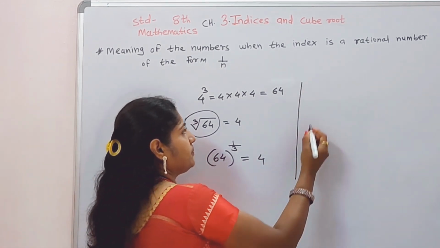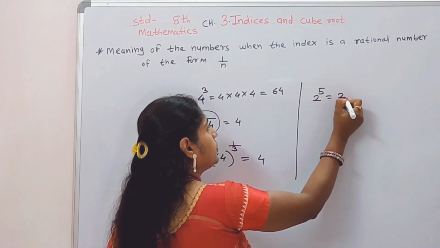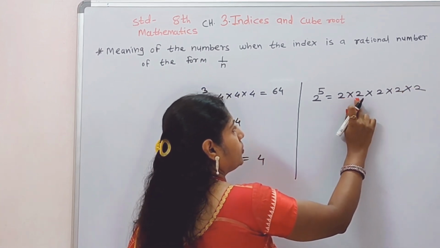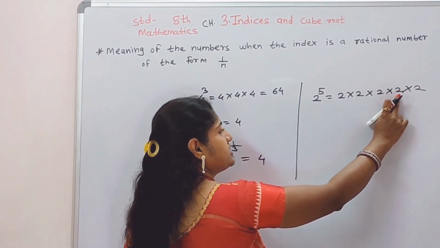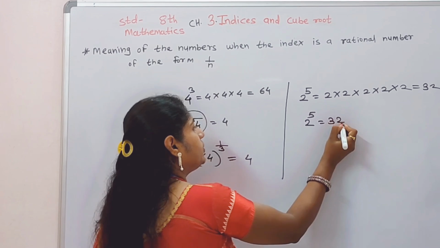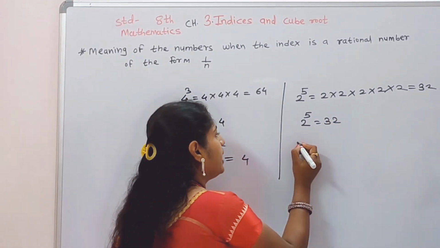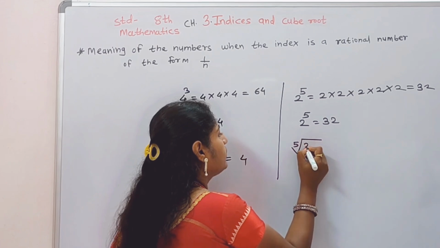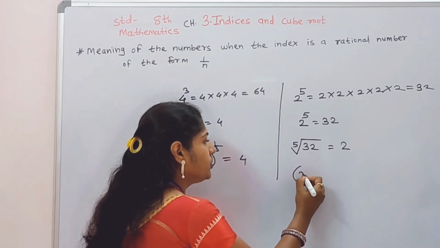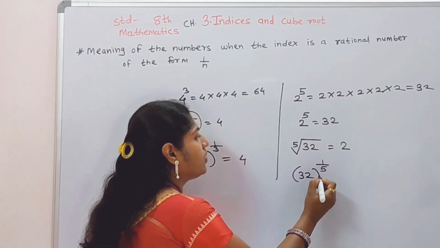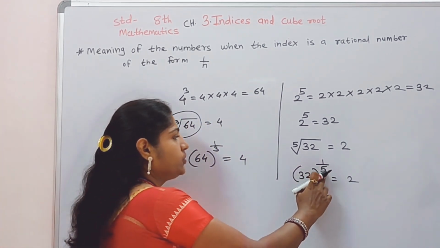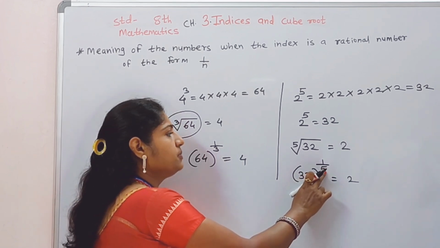Second example is 2 raised to 5. 2 into 2 into 2 into 2 into 2. 2 2s are 4, 4 2s are 8, 8 2s are 16, 16 2s are 32. 2 raised to 5 equal to 32, and we write that fifth root of 32 is equal to 2. Fifth root of 32 we write in the index form, 32 raised to 1 upon 5 equal to 2. We read it as fifth root of 32.